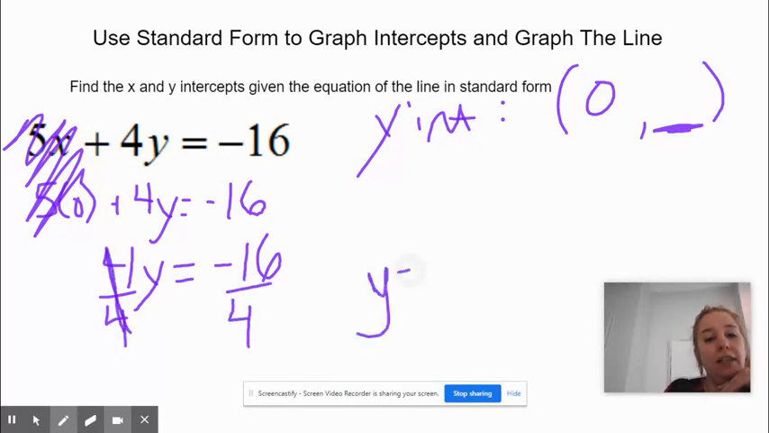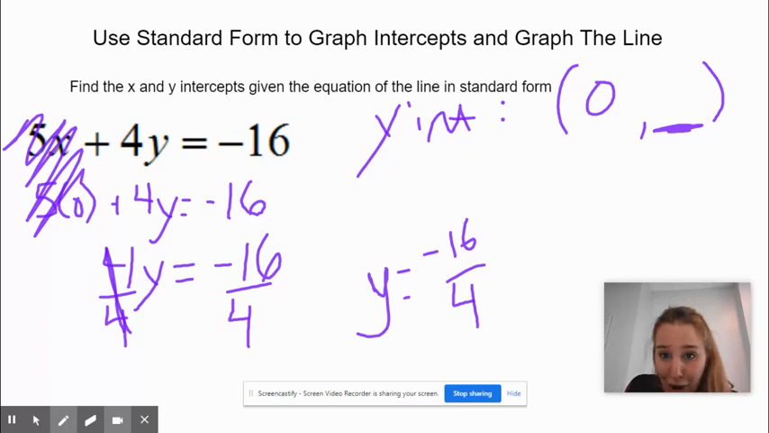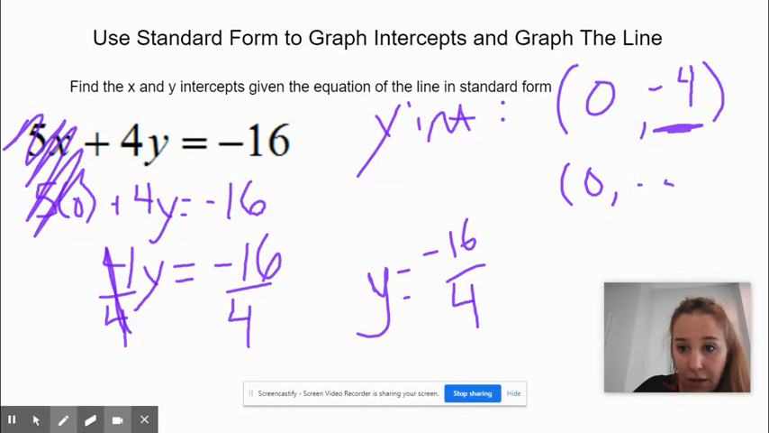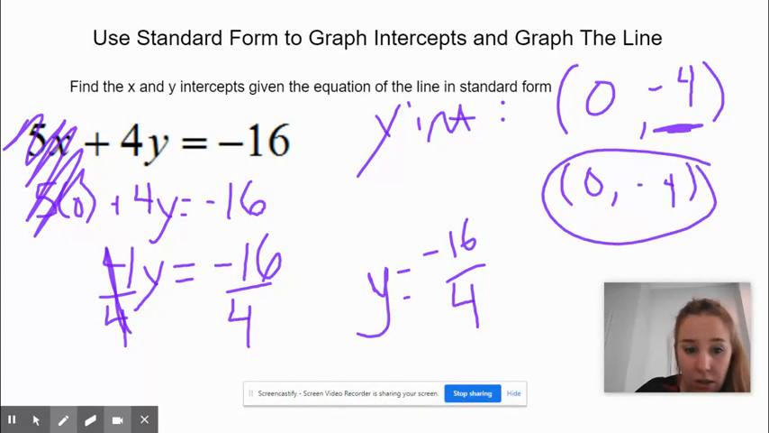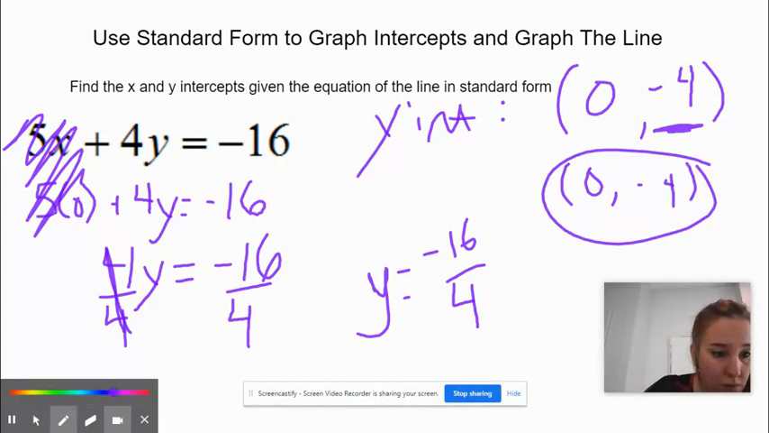And y equals, okay, negative 16 over 4. For our x-intercept, it was an improper fraction because there was nothing we could do with that. But negative 16 over 4 simplifies to negative 4. So your final answer is 0, comma, negative 4. Woo.